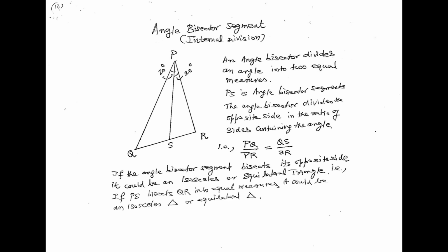The angle bisector divides the opposite side in the ratio of the sides containing the vertex angle, that is P. Therefore, PQ by PR is equal to QS by SR. If the angle bisector segment bisects its opposite side, it could be either an isosceles or equilateral triangle. If PS bisects QR into equal measures, it could be an isosceles triangle or equilateral triangle.